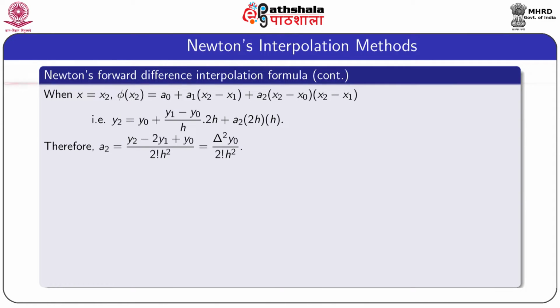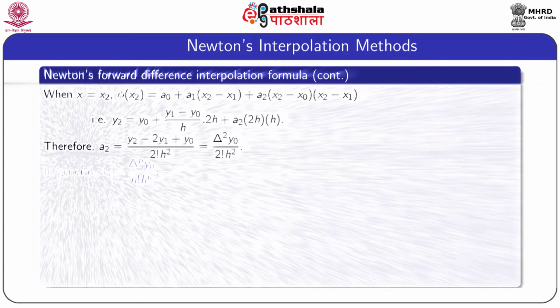When x equals x2, then we get the value of a2, and that is equal to (y2 minus 2 y1 plus y0) divided by factorial 2 h square, and the numerator is nothing but delta 2 y0. So, this is delta 2 y0 by factorial 2 into h square. This is the value of a2. In general, an equals delta n y0 by factorial n h to the power n. So, using this technique we obtain all the values of the constants a0, a1, a2, a3 up to an.